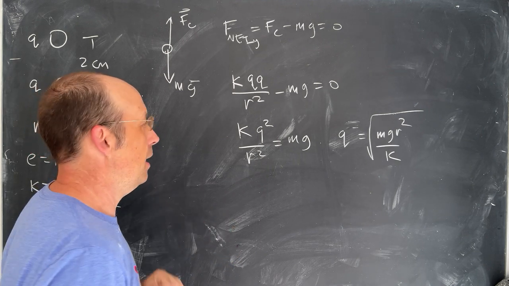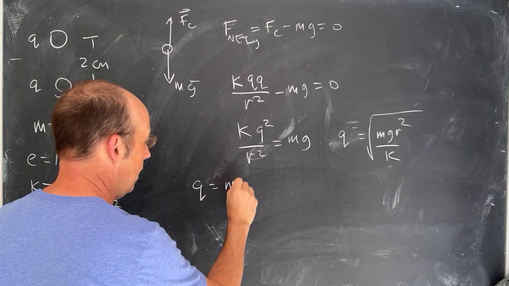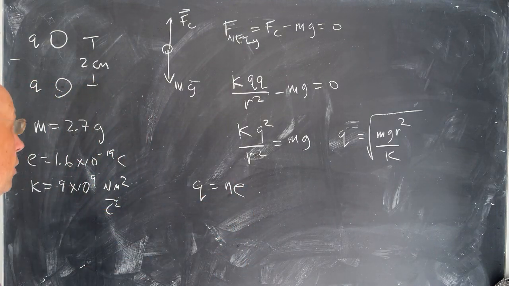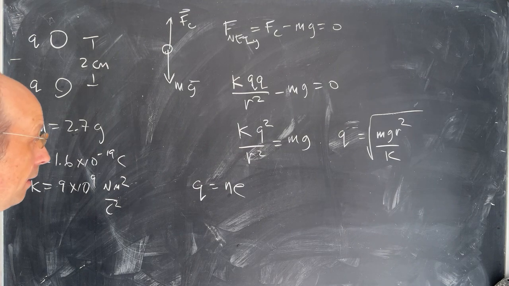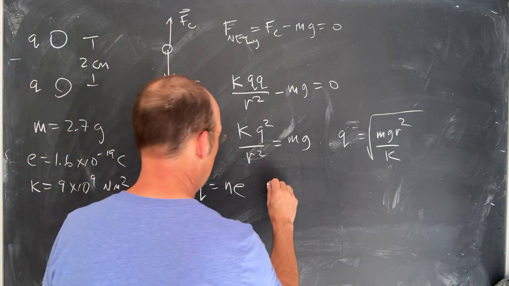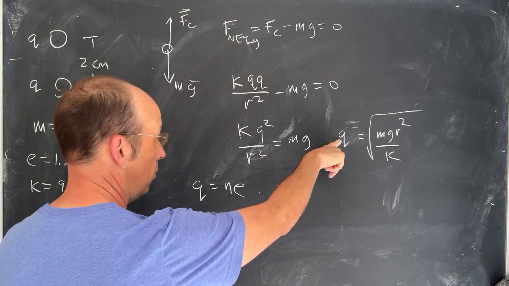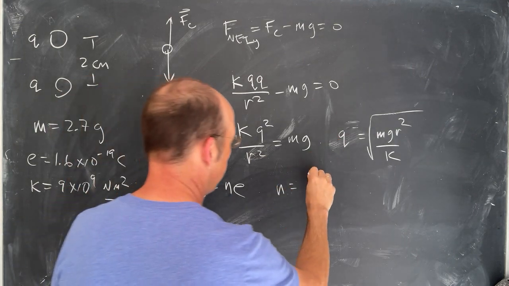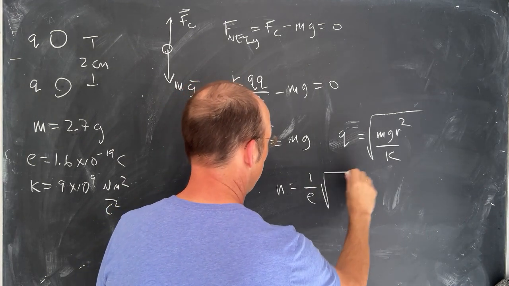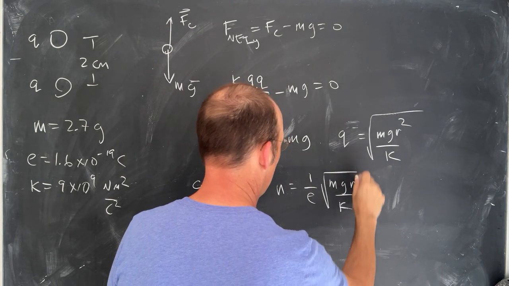Right. So then I can write Q as n times e. It's a number of electrons times the charge of each electron. And if I do that, I can solve for n. That's what I want. So n is going to be equal to Q, but then I need to divide by e. So it's 1 over e times the square root of mg R squared over k.